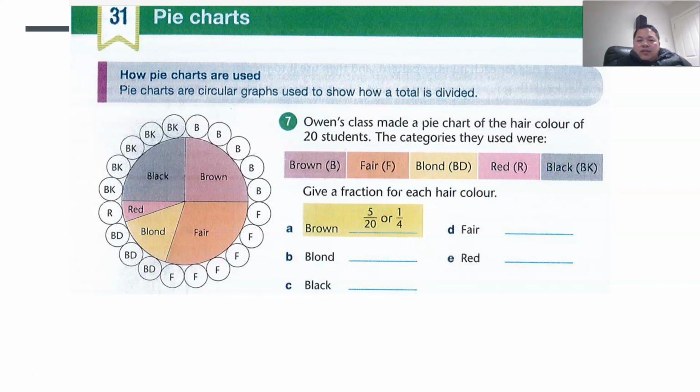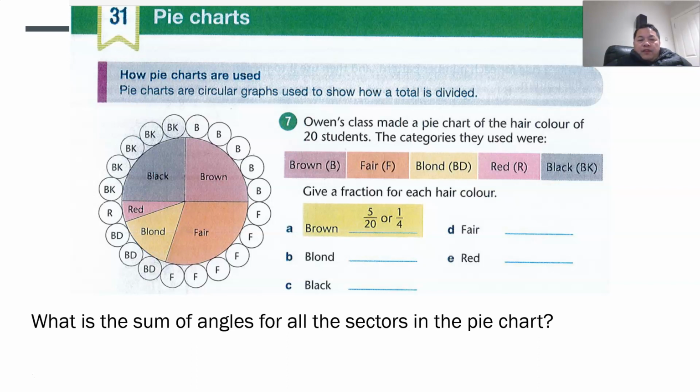So he did a count, and from here, first thing first for a pie chart, we need to know that the sum of angles of all the sectors in the pie chart is actually 360 degrees. Okay, just remember that it's 360 degrees, one revolution, isn't it? We learned that in geometry.